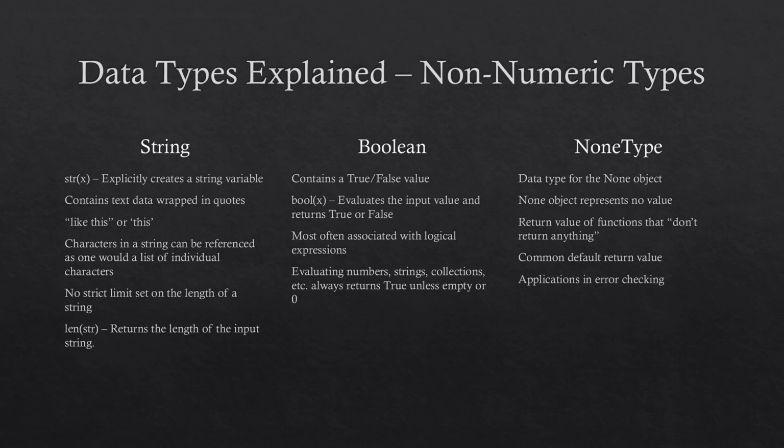Last time we talked about numeric data types. Now we're going to talk about non-numeric data types. And there are three that we're going to focus on. First off is strings. We also have booleans, and we have the none type.